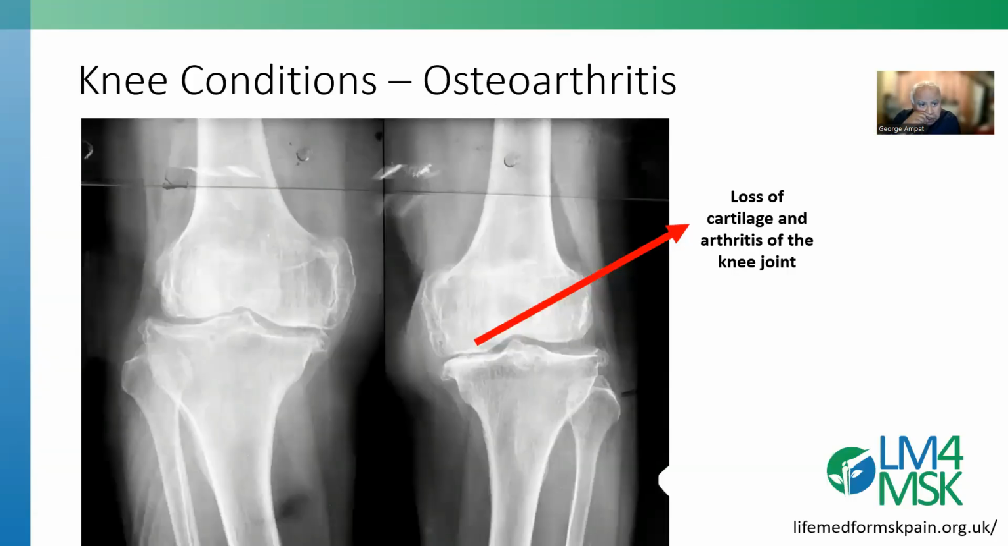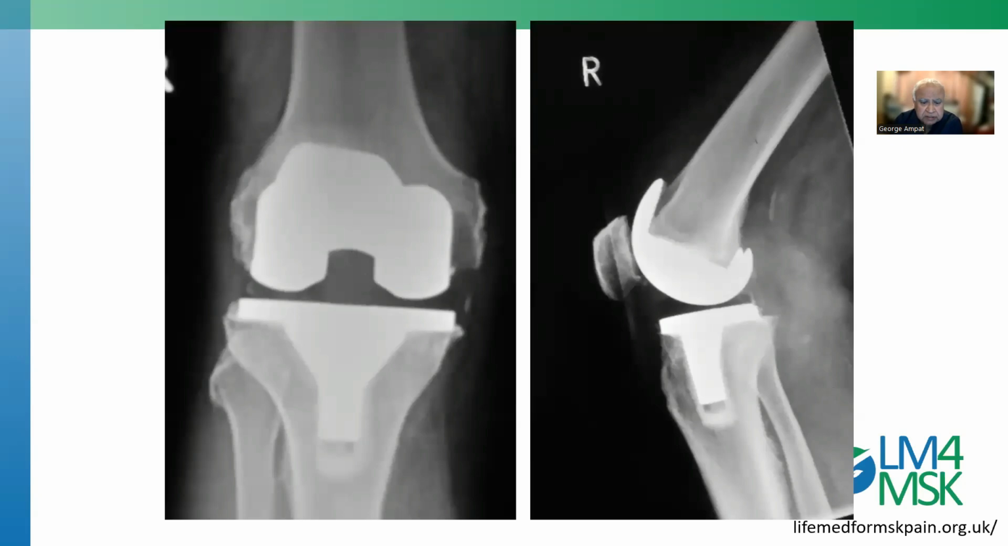Here is osteoarthritis. You can see on this the loss of cartilage. But sometimes are we over-prescribing total knee replacement? This is what a total knee replacement is. You can see the lower part of the thigh. There is a metallic piece. There is a plastic in the center.